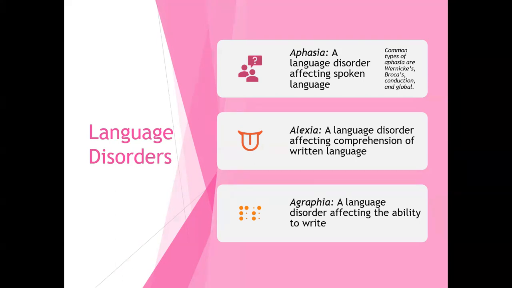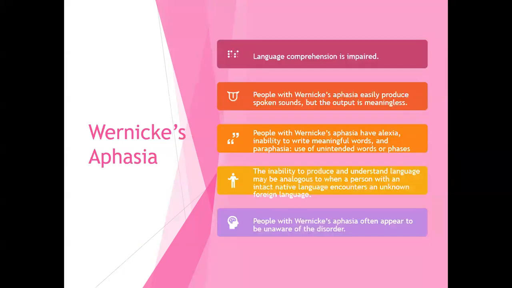Alexia is a language disorder affecting the comprehension of written language. And agraphia is a language disorder affecting the ability to write. So it's not your physical ability to write with your hand, it's the instructions that come from the brain that tell you how to write. Okay, so those are some language disorders.